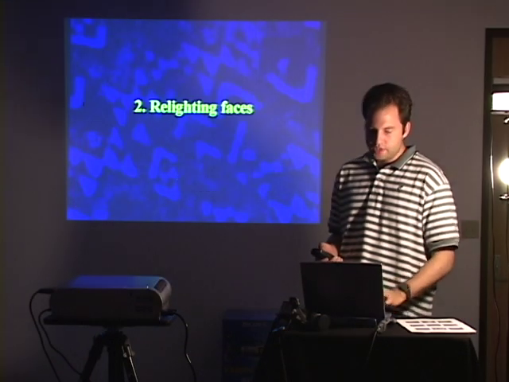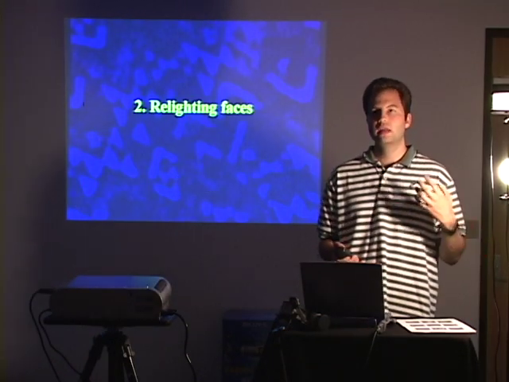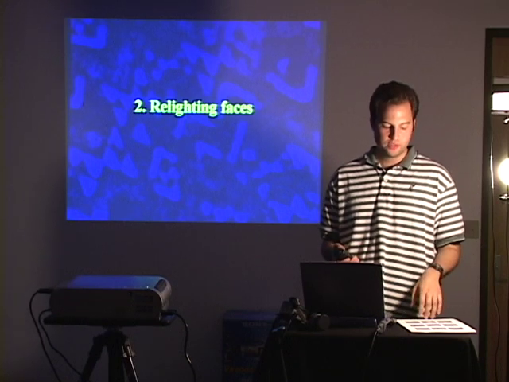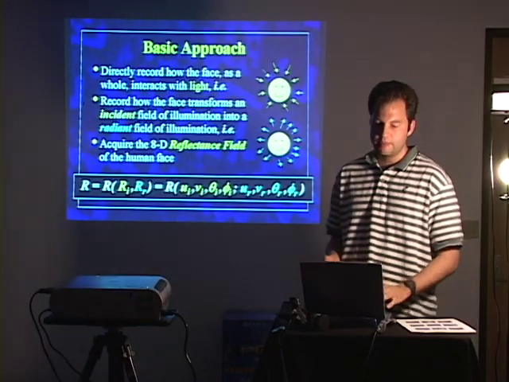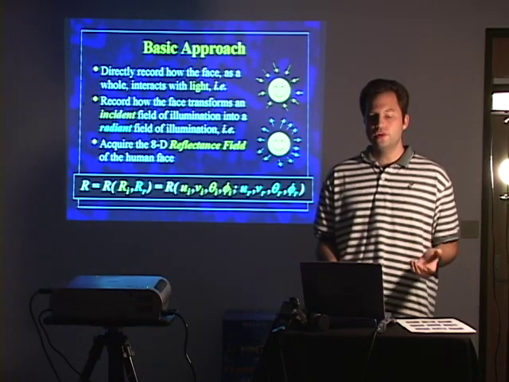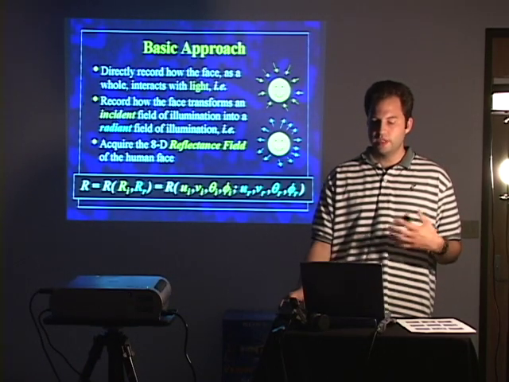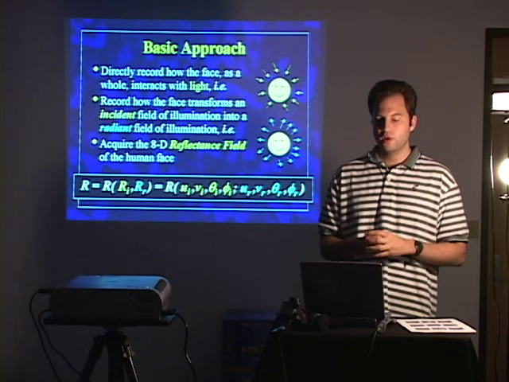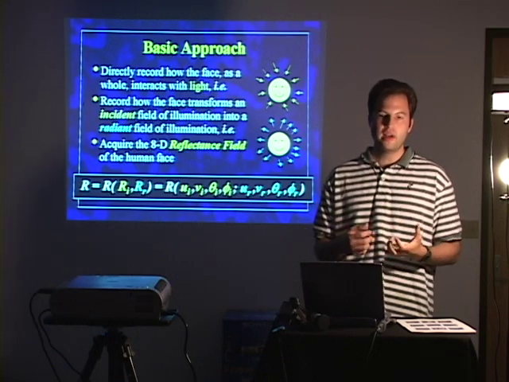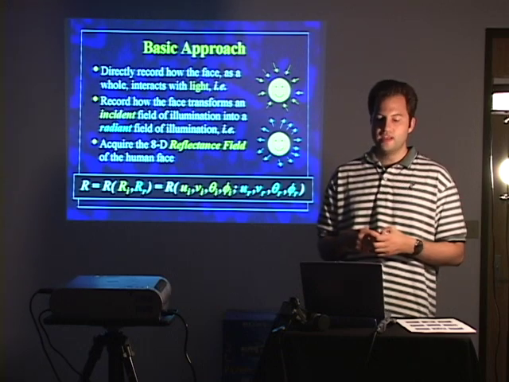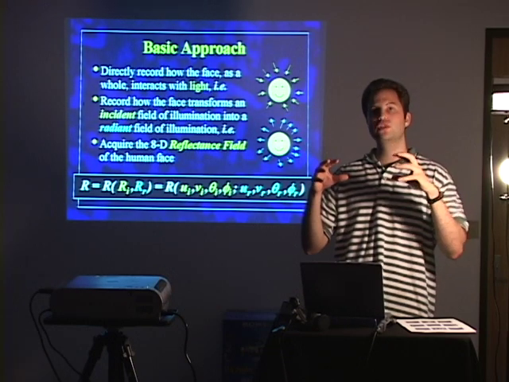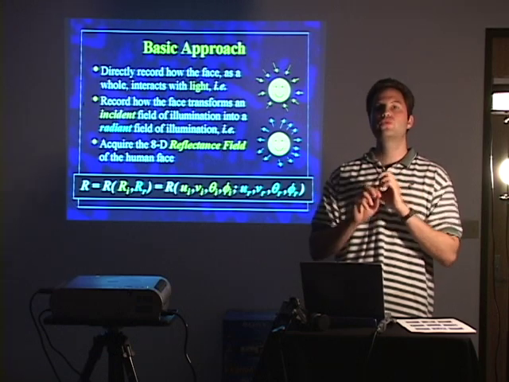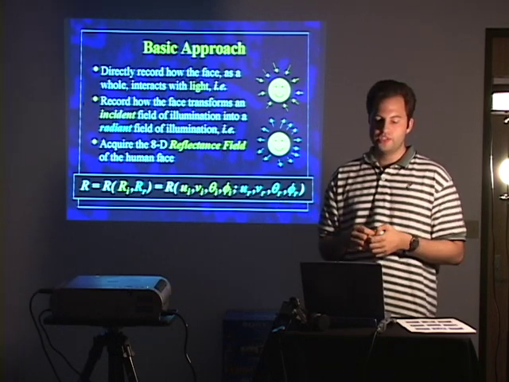I'm now going to talk about our techniques for capturing realistic facial models and then relighting them with sampled lighting environments. And I'll start by talking about our basic approach. What we're going to do in this work is to try to, as much as possible, directly record how the face as a whole interacts with light. That's to say that we are going to try to directly record how the face transforms incident illumination falling on the face into radiant illumination that you can see.